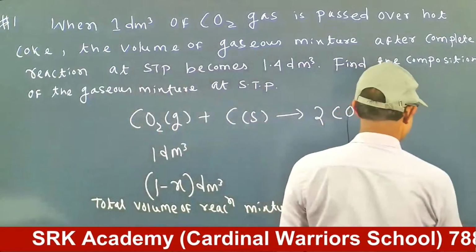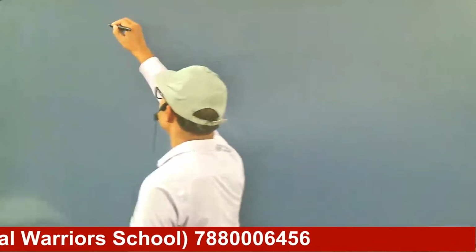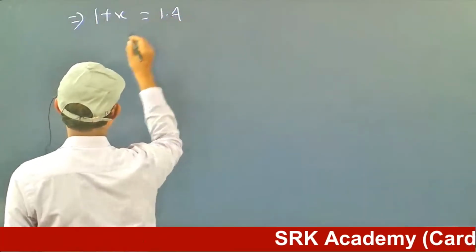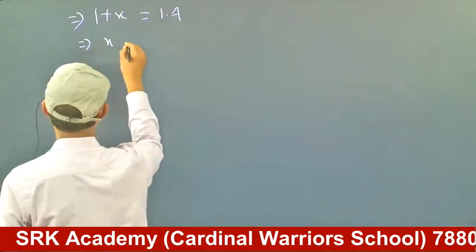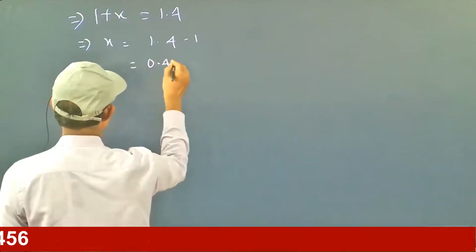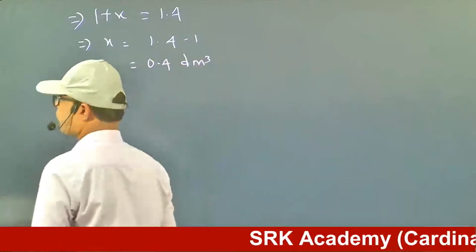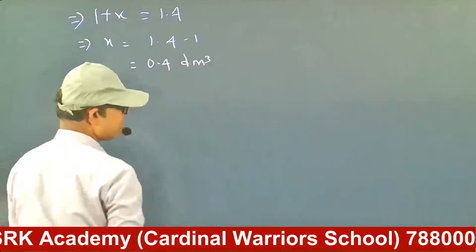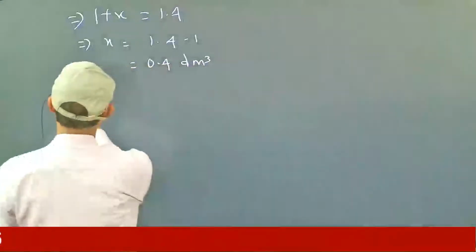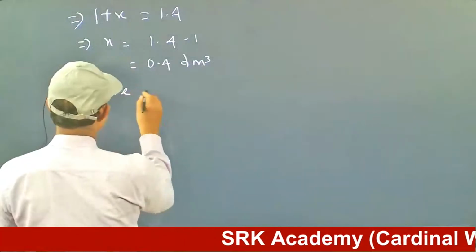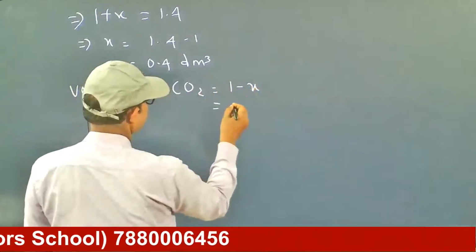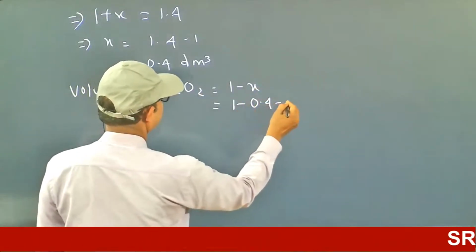And now you solve it. So 1 plus x is equal to 1.4. So x is equal to 1.4 minus 1, that is equal to 0.4 decimeter cube. So x is equal to this much. Now, the volume of carbon dioxide is 1 minus x. 1 minus x means 1 minus 0.4.